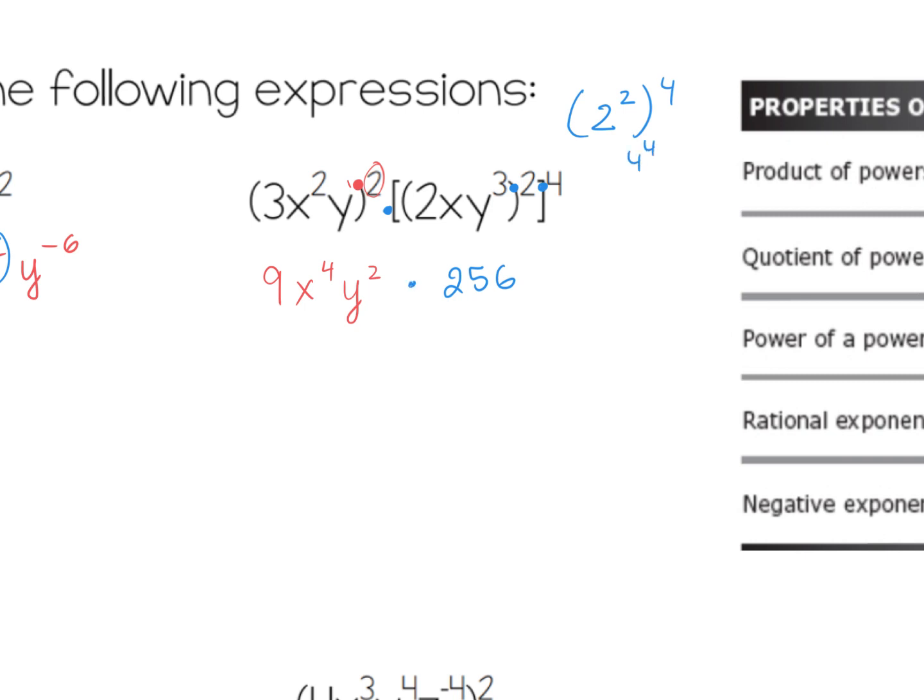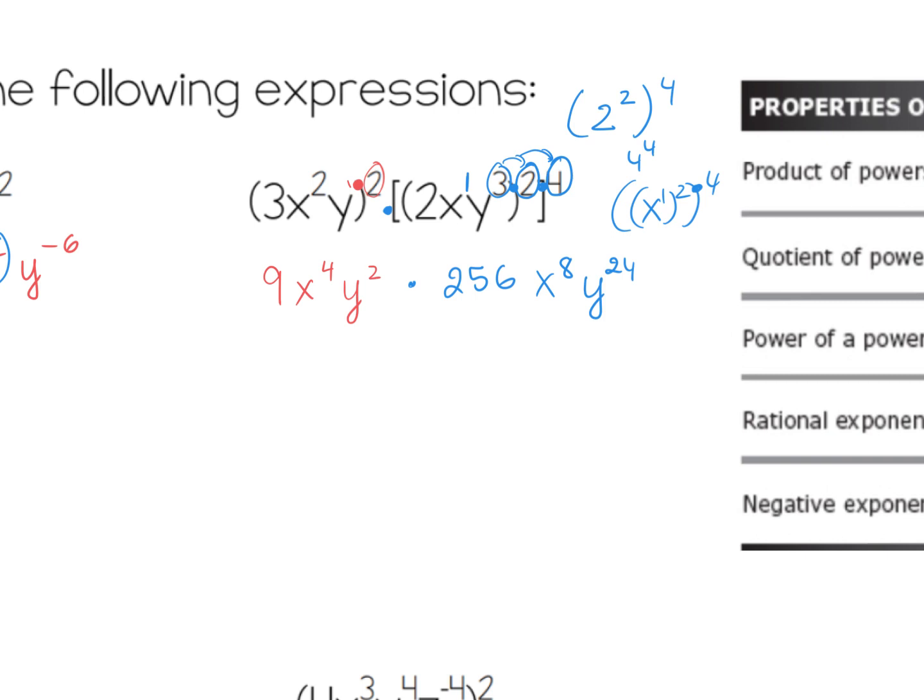All right, x to the power of 1 to the power of 2 to the power of 4. So x to the power of 8, because you multiply all of them together. Y to the power of 3 to the power of 2 to the power of 4, you're going to have y to the power of 24.